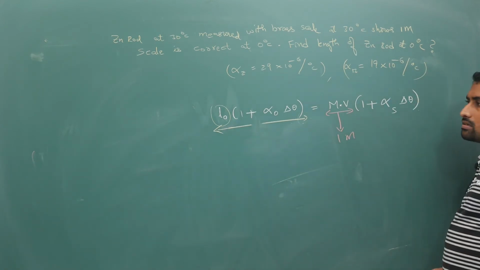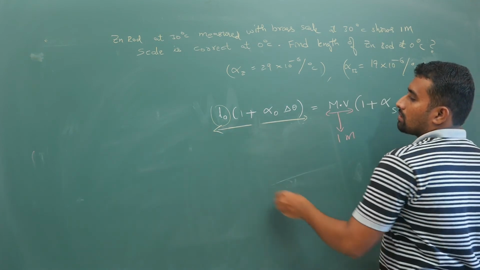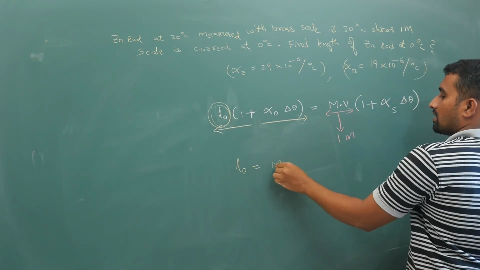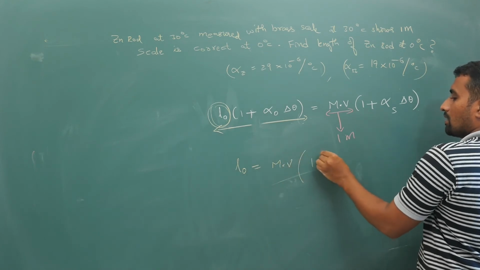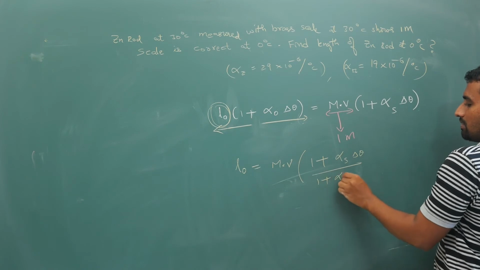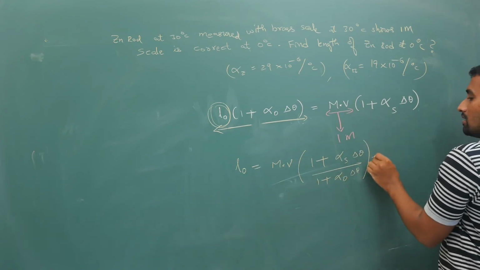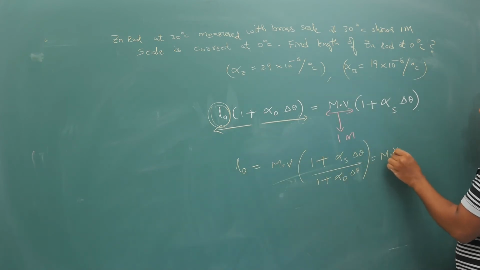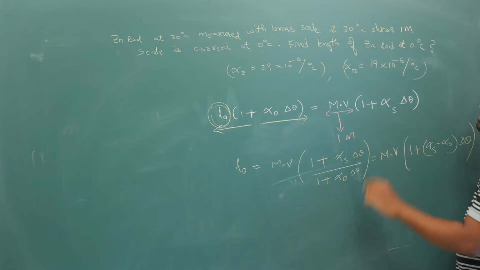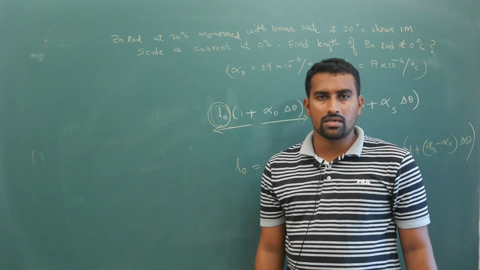So from this, what is he asking? L naught. Okay, your L naught you calculate. I have shown you clearly. This is measured value times 1 plus alpha of scale into delta theta by 1 plus alpha of object into delta theta. This can be written as measured value times 1 plus alpha of scale minus alpha of object into delta theta. In place of temperature difference between 30 and 0, it is 30.